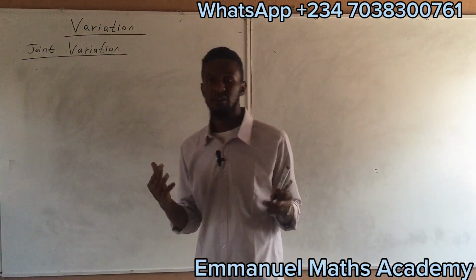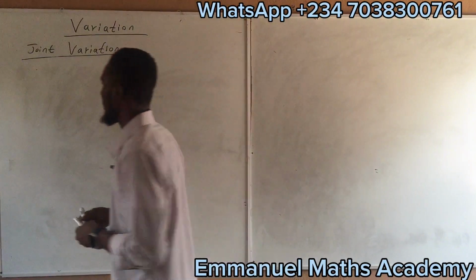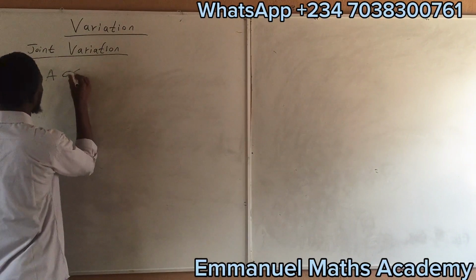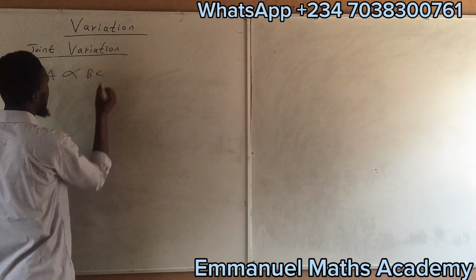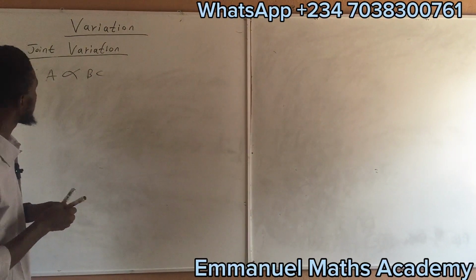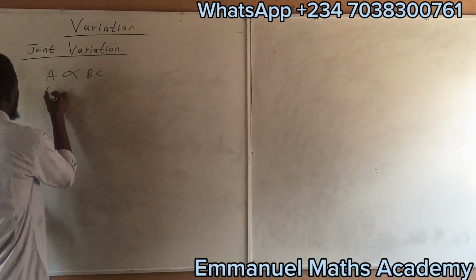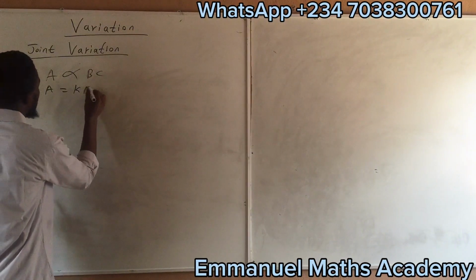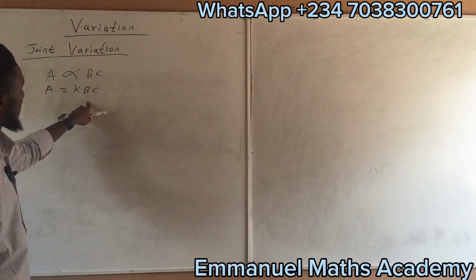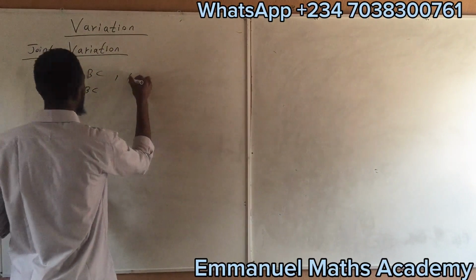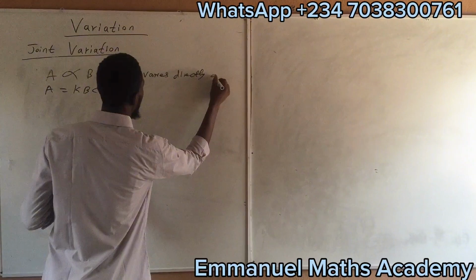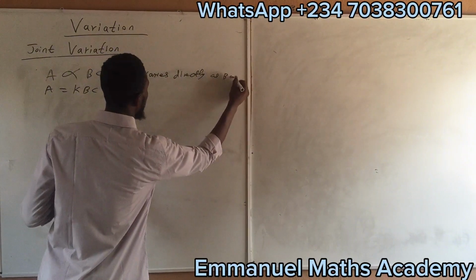If you have three variables, A, B, and C, I'll say that A varies directly as B and C. It is expressed like this, right? Then the equation now becomes A equal to KBC. You now introduce your K, where K is the constant of the variation, right? Let me just write the statement down. A varies directly as what? B and C.